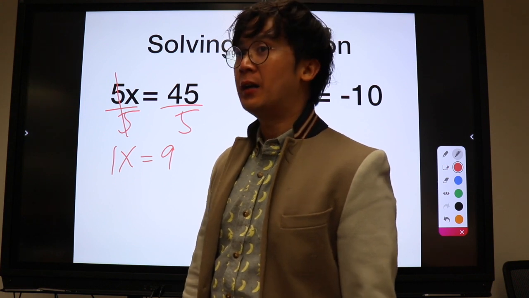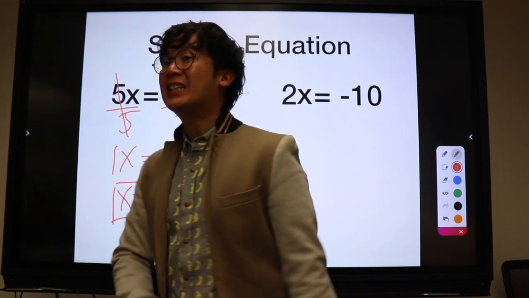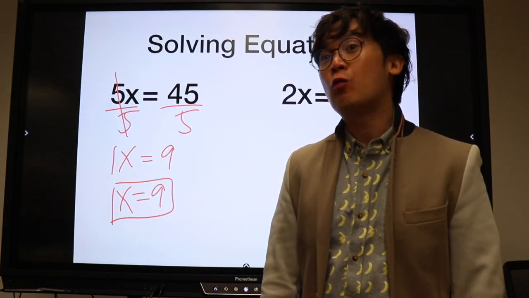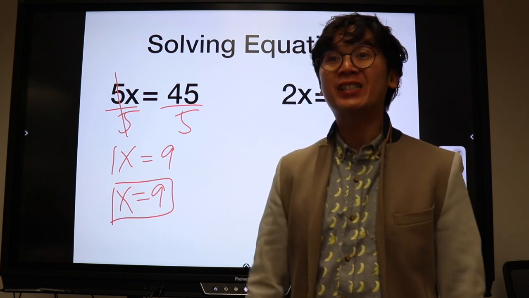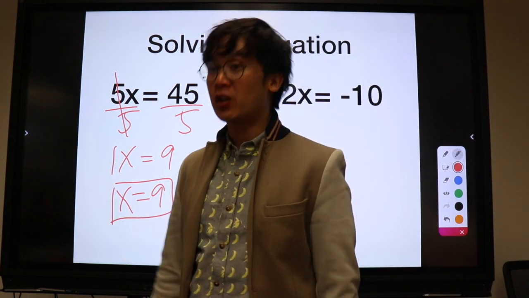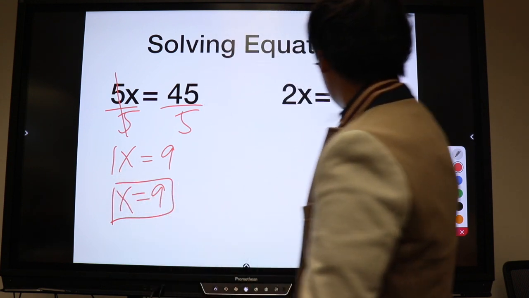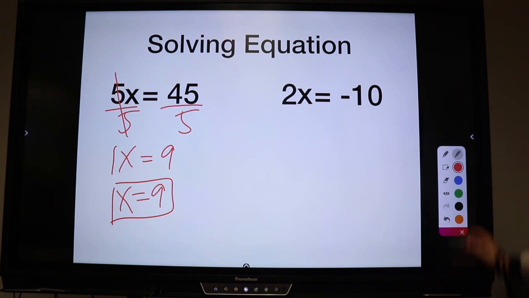And in algebra, we can simplify an equation by not writing 1 anymore. So it's simply x is equal to 9, because every variable or value of x will have a coefficient of 1. Alright? So, if I have 2x equal to negative 10, what am I going to do so that x will be by itself?